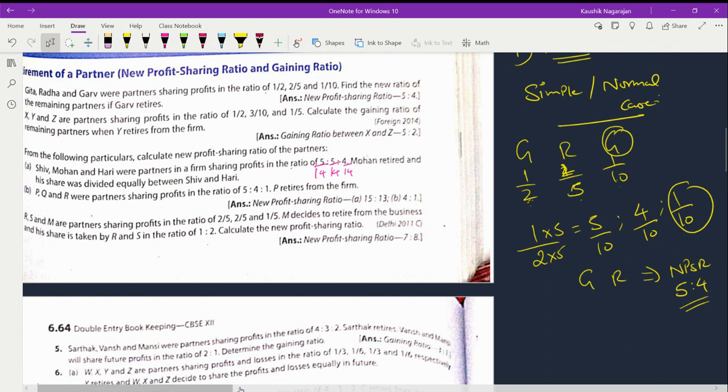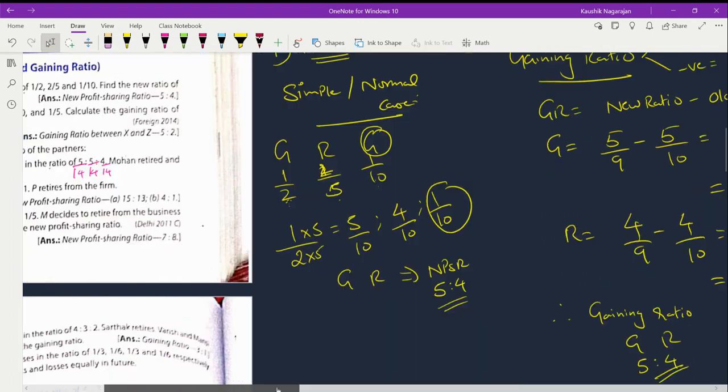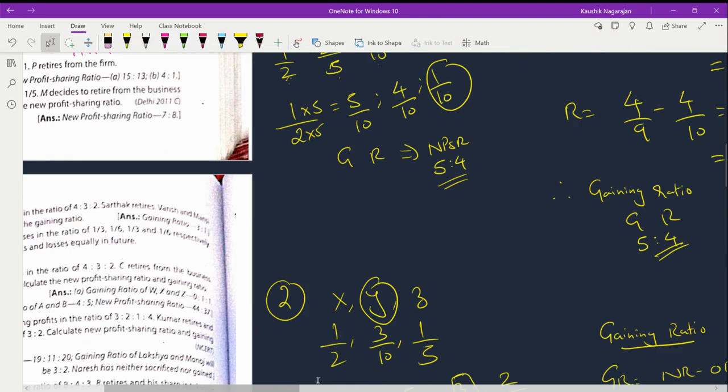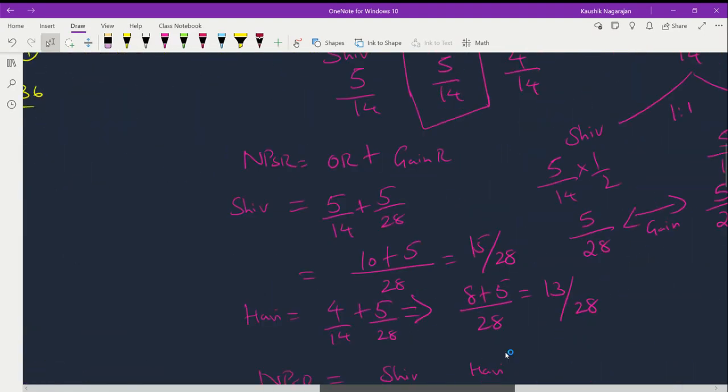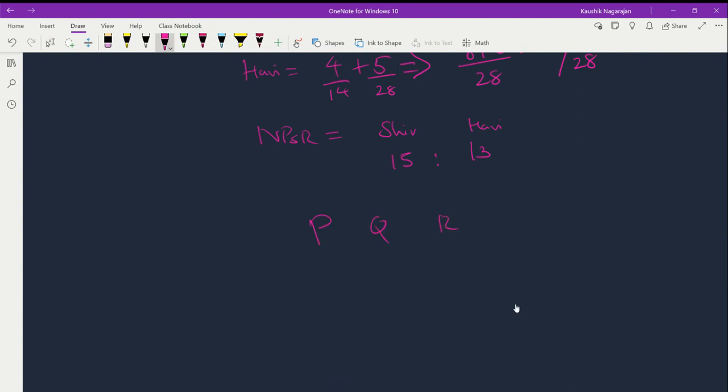Similarly, let us check it out for the second case. P, Q, and R were partners sharing profits in the ratio 5 is to 4 is to 1. So now in this case, P, Q, and R are the partners, and 5, 4, 1 is the ratio.